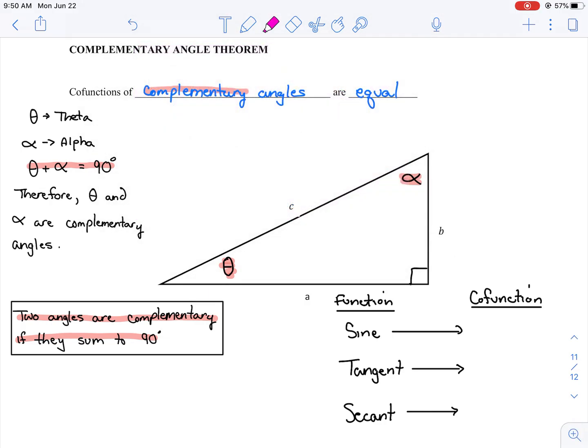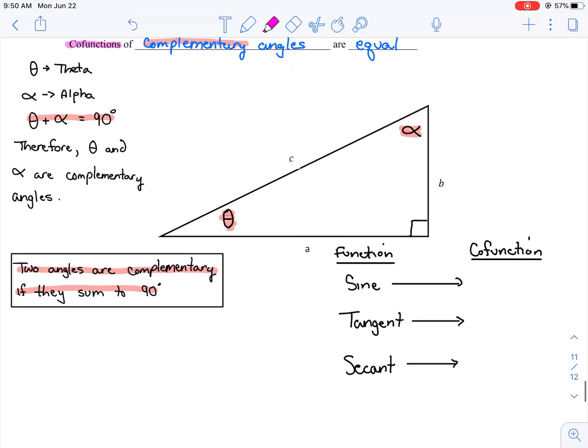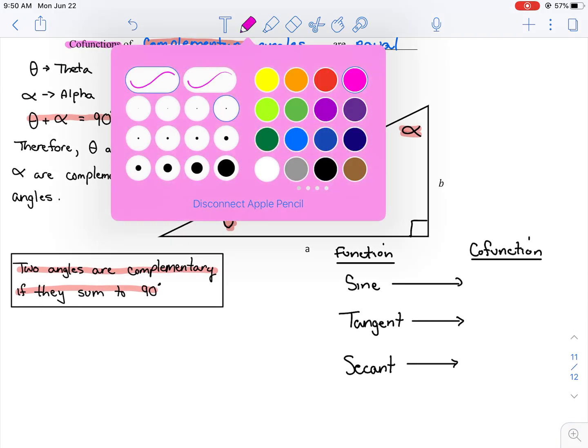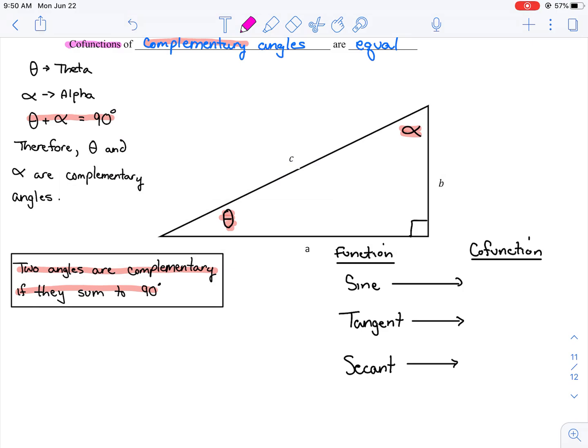The next term that I'm going to talk about is cofunctions. So over here to the bottom right, I have a list of functions, sine, tangent, and secant, and I'm going to list their cofunctions. Here we go. The cofunction for sine is cosine. The cofunction for tangent is cotangent. The cofunction for secant is cosecant.